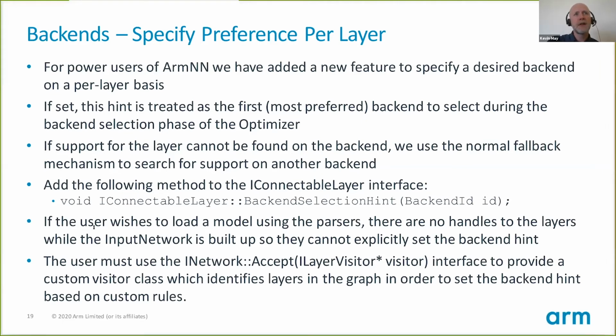Now there is a caveat. If the user wants to load a model using the parsers, there's no handles to the layers while the input network is being built, so you cannot explicitly set that backend hint if using the parser. But we do provide an INetwork accept layer visitor interface, and with a little bit of C++ knowledge, you can provide a custom visitor class which would identify layers in the graph in order to set the backend hint based on your custom rules.